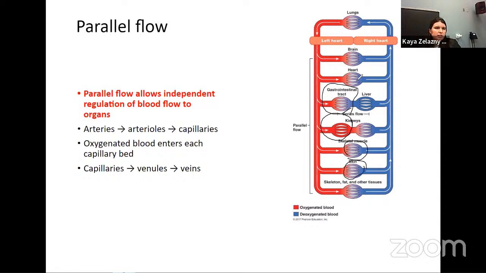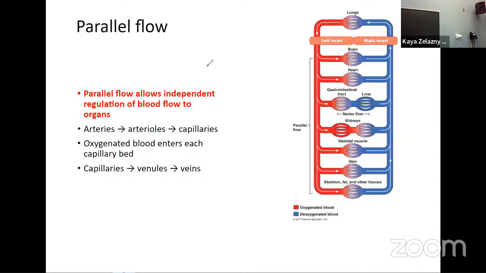So if we were to trace blood to the skeletal muscle, you'd go to a muscle through an artery, arteriole, capillary, and then you'd return venule, vein, etc., back to the heart. So that would be a separate little loop, a parallel loop to blood going to your skin, for example. Okay. So we have parallel flow to most of our organs so that you can separately control what's going on in your skeletal muscle versus what's going on in your skin.